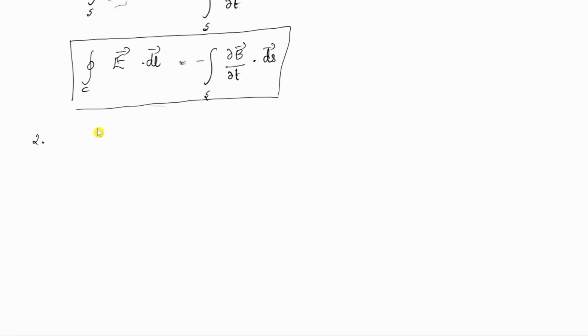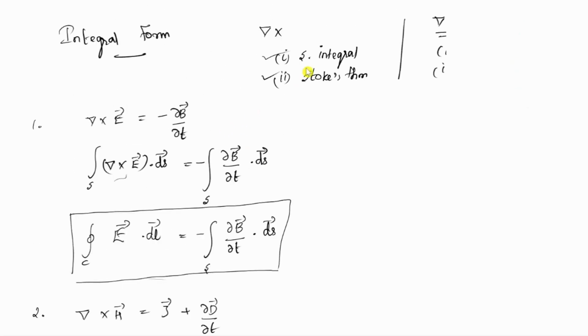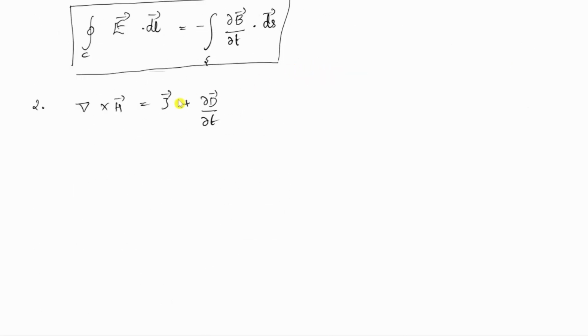Our second Maxwell's equation is del cross H is equal to J plus dou D by dou T. Okay, so in this equation we have to apply this two-step procedure. First we have to take surface integral. Okay, so let us take surface integral on both sides.